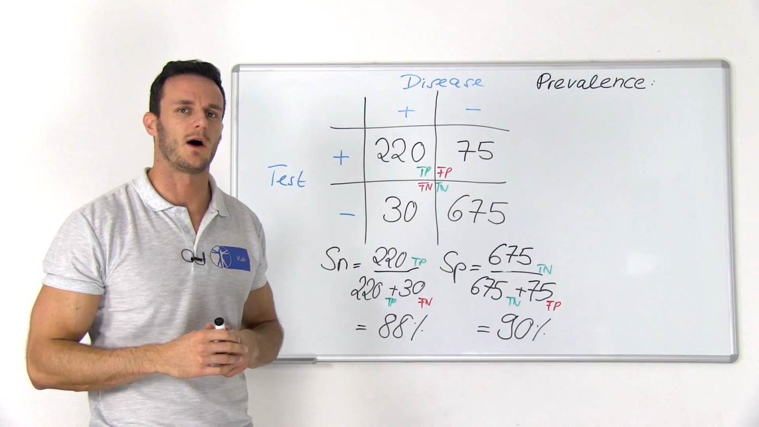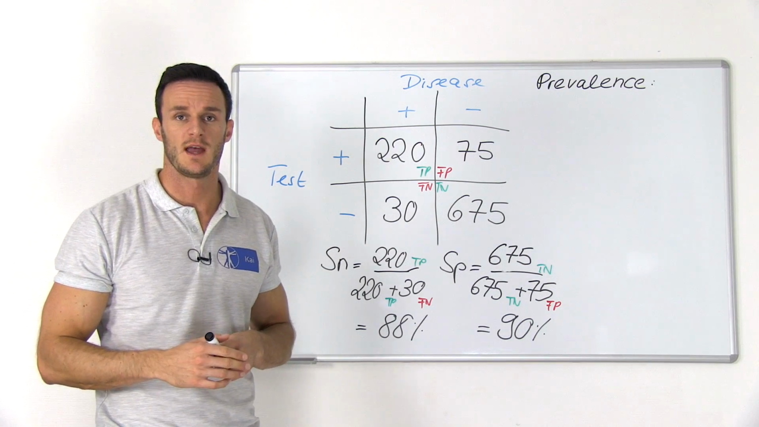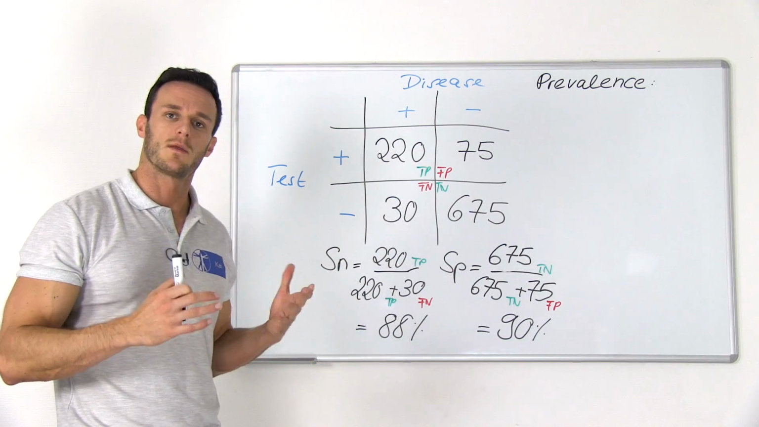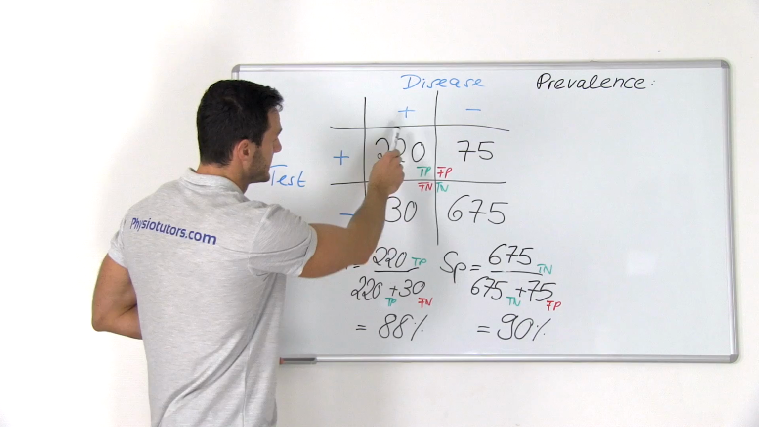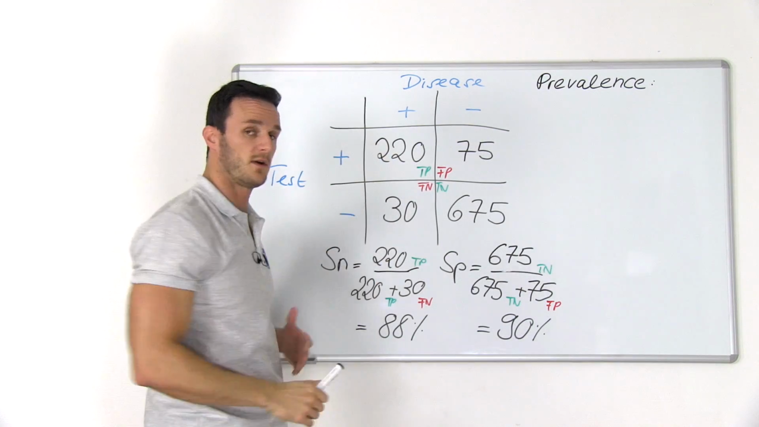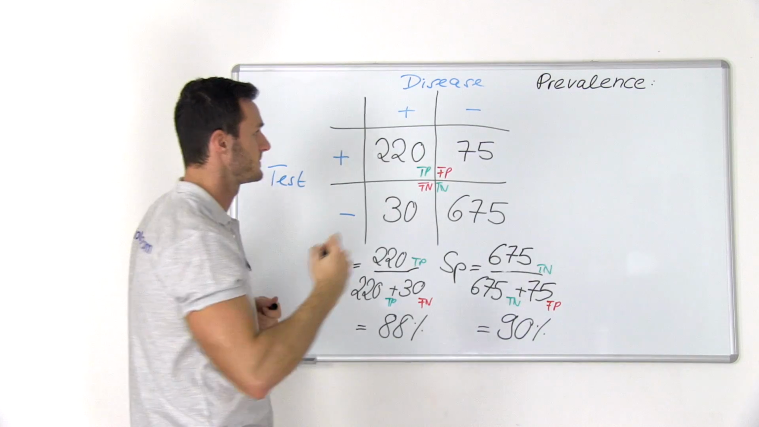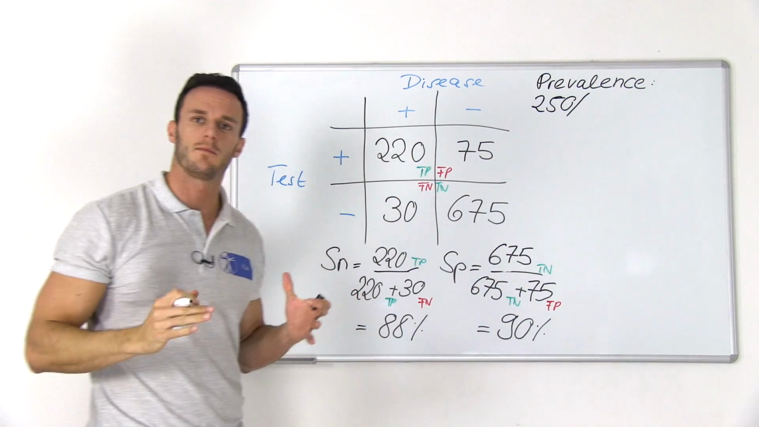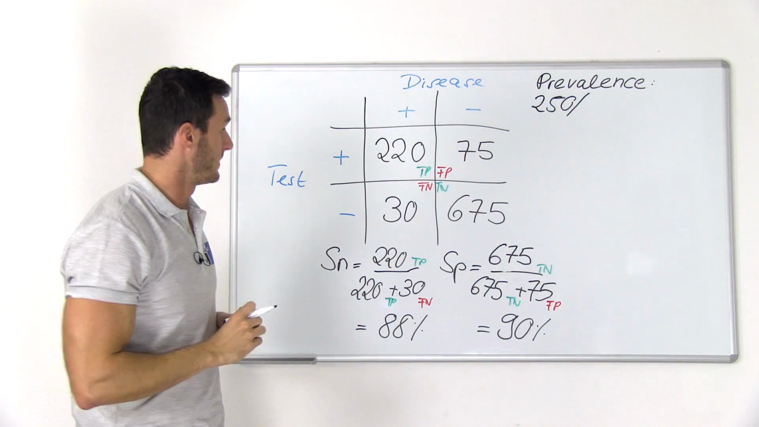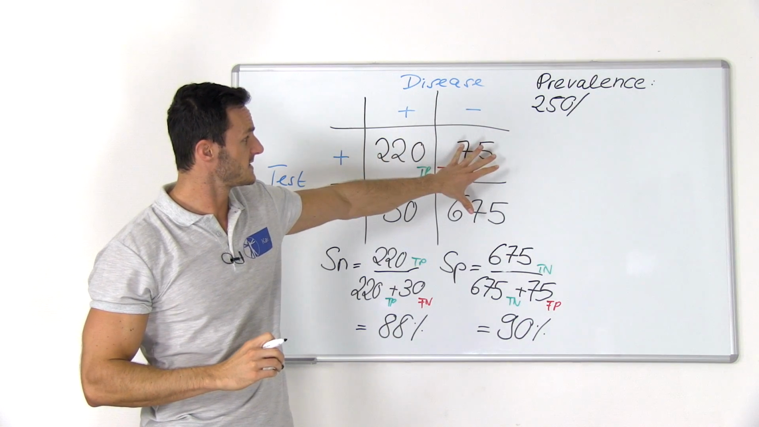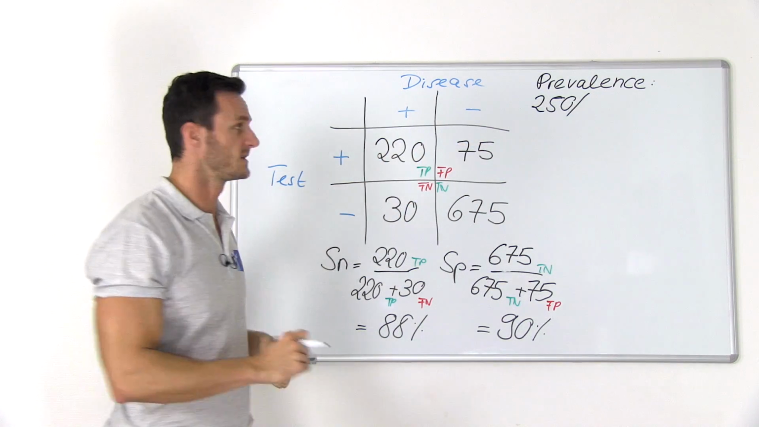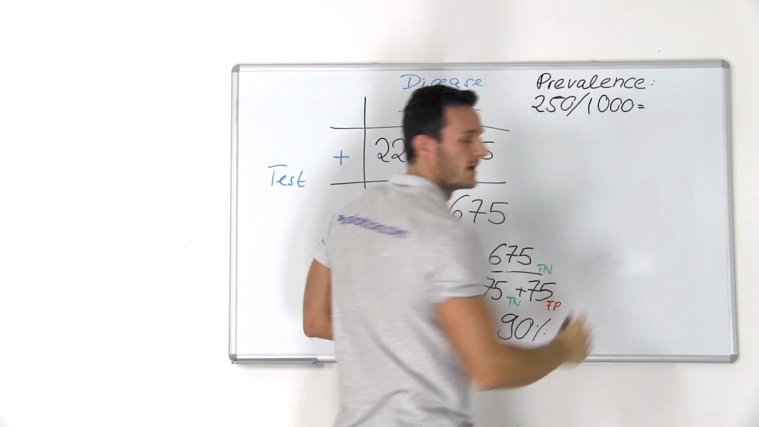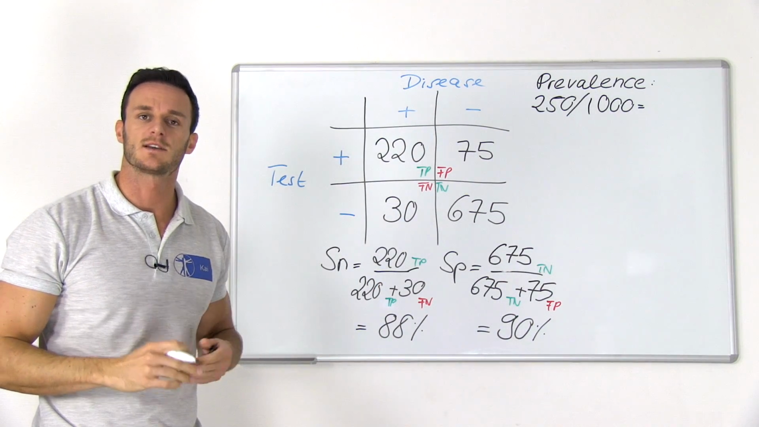As the predicted values are always dependent on the prevalence of the disease, it is wise to first calculate the prevalence. And we do that if we take all the people who have the disease. So in this case, we have 220 plus 30, so 250 people who have the disease. And we have to divide them through all the people in our study. And those are 250 plus the 650 people who do not have the disease. So 250 through 1000. And we're going to end up at a prevalence of 25%.